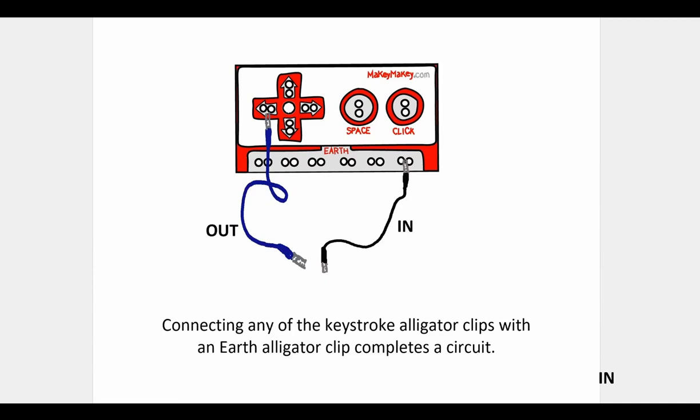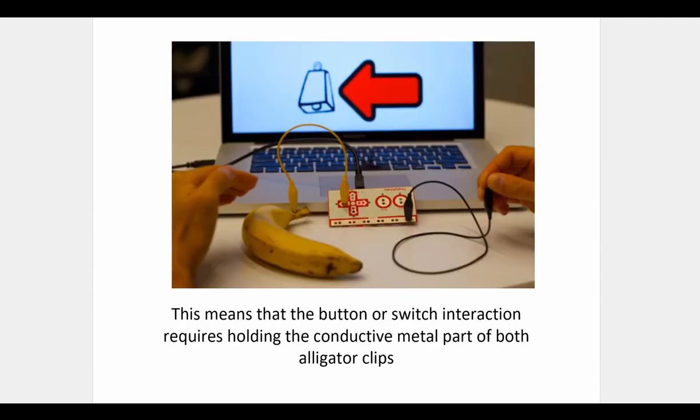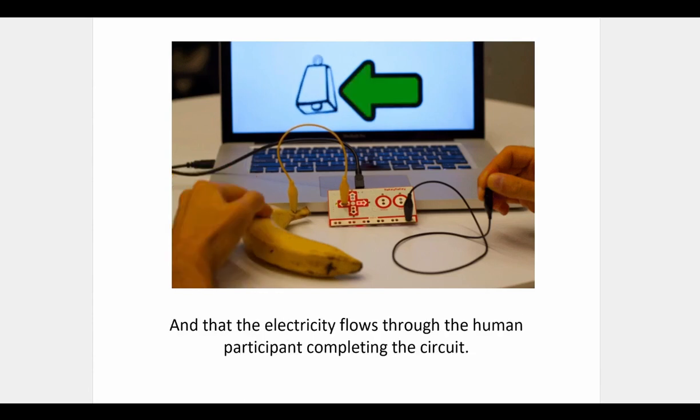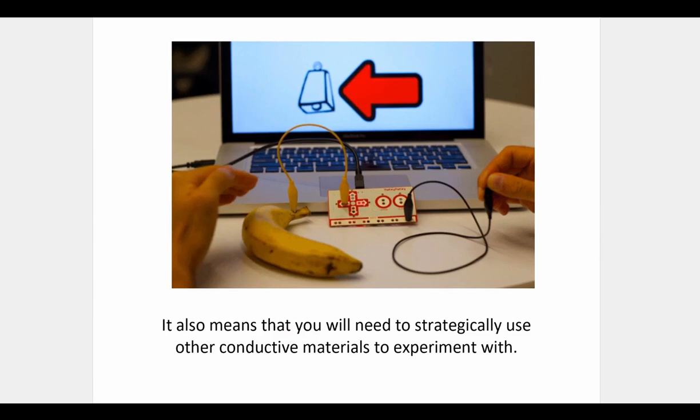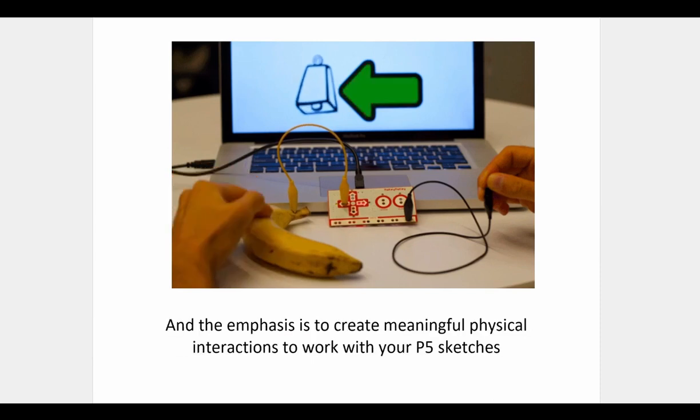Connecting any of the keystroke alligator clips with an earth alligator clip will complete the circuit. This means that the button or switch interaction requires holding the conductive metal part of both alligator clips, and that the electricity flows through the human participant, completing the circuit. In the Makey circuit, you are the switch. It also means you'll need to strategically use other conductive materials to experiment with. And the emphasis is to create meaningful physical interactions to work with your P5 sketches.